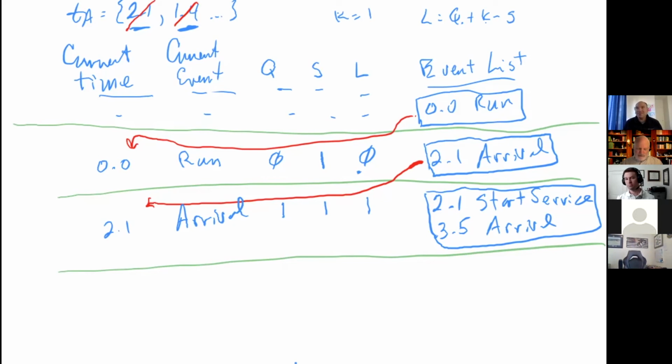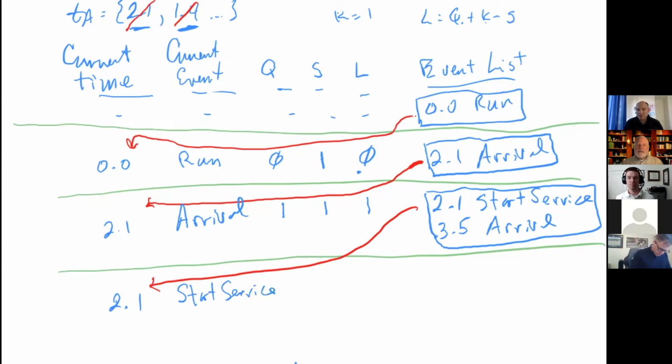Okay, so turn the crank again. Now we have a choice. We have two events on the event list, and they're scheduled. One is scheduled at time 2.1 and one is scheduled at time 3.5. So we pick the smaller one. We advance time to the next scheduled event. In this case, there's no time to advance, but a 0 delay is legal.